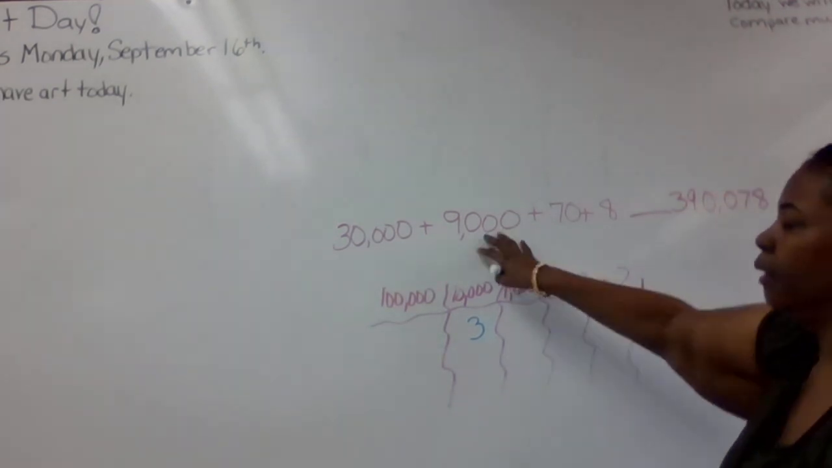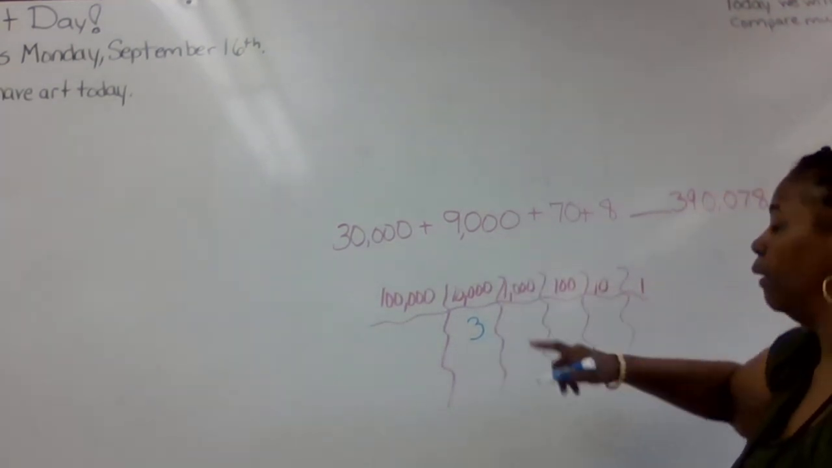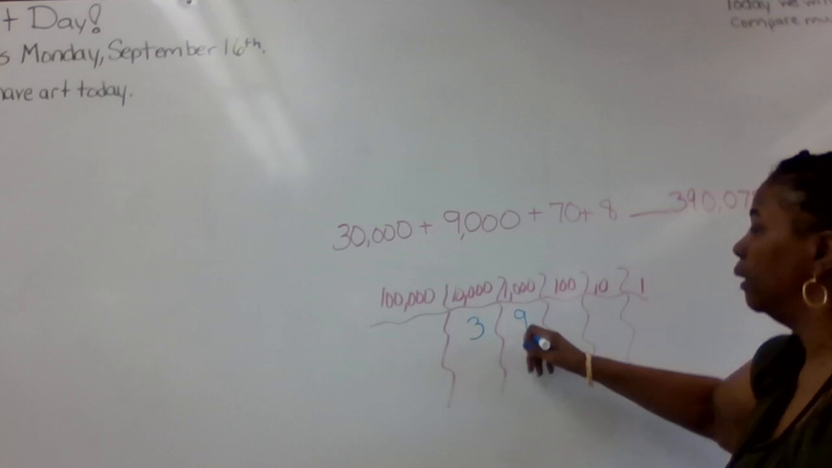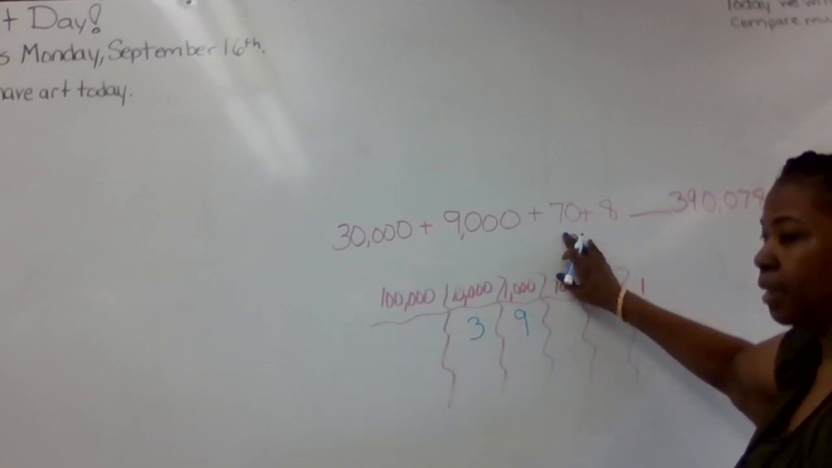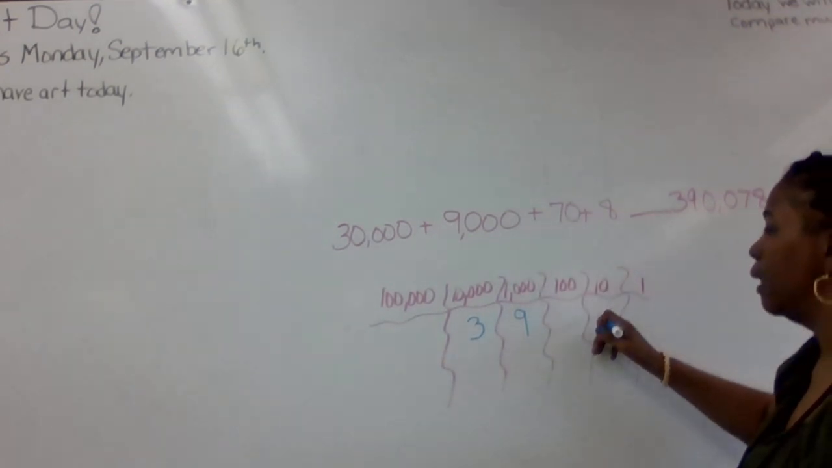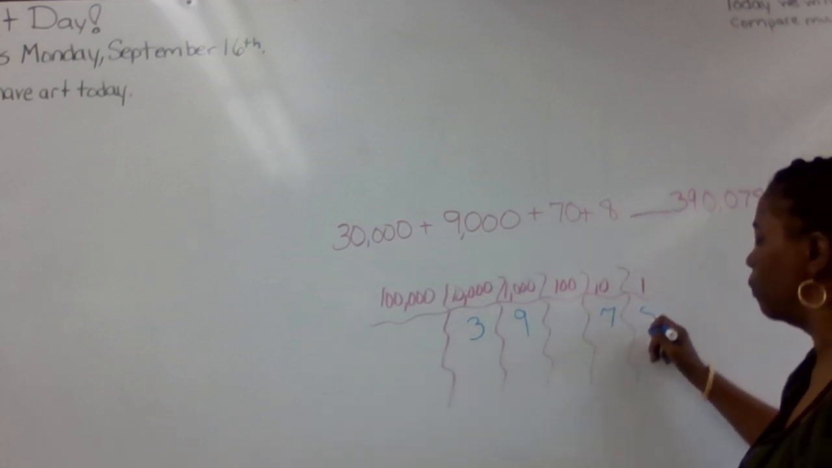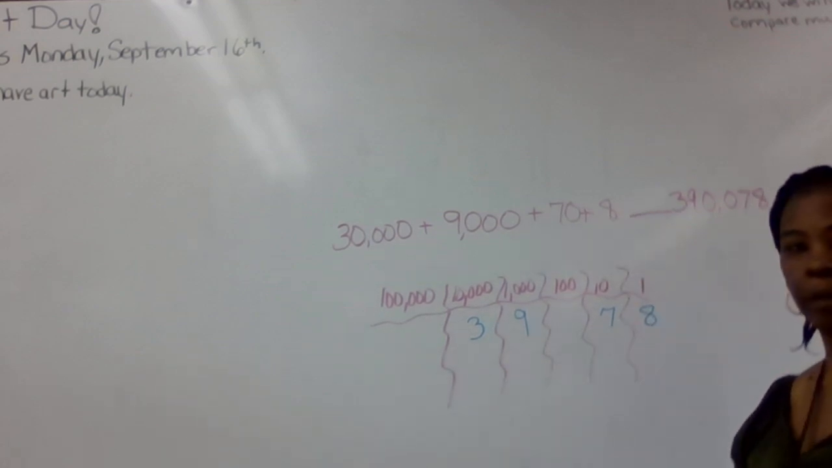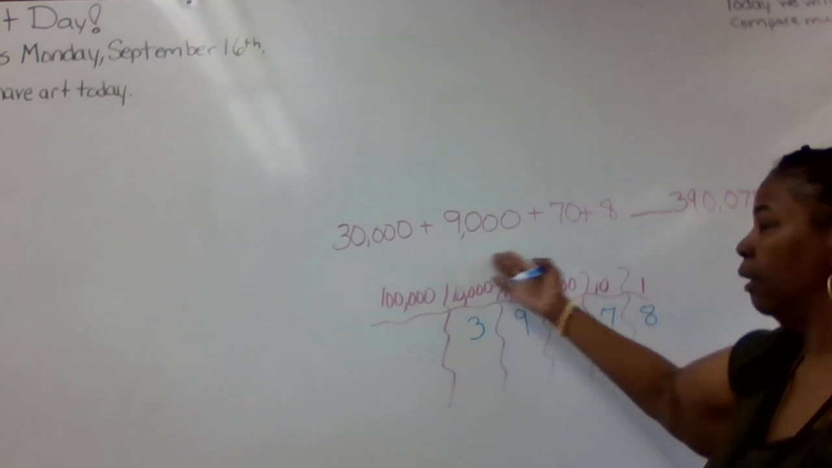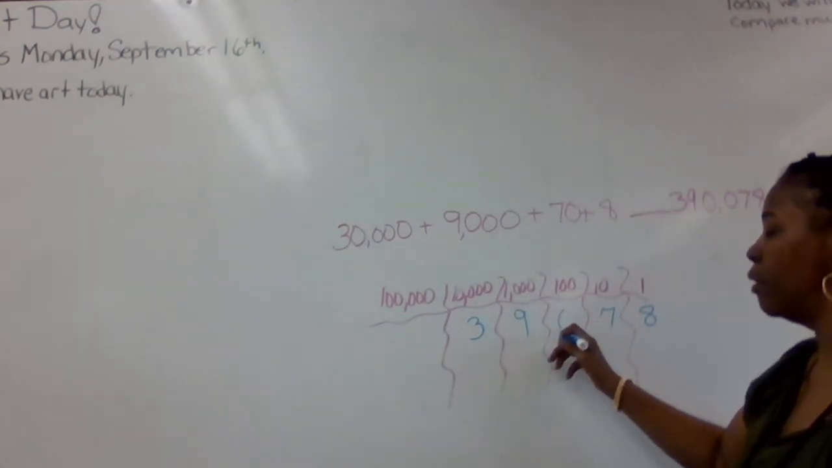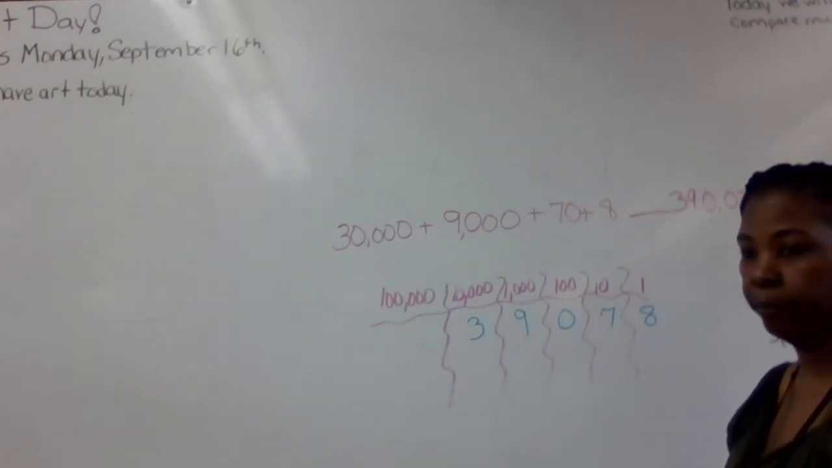The 9,000, the 9 is in the what? The 9 in the thousands place. The 7, see this is 70, it will be in the tens place. And now we have 8 is in the ones place. So what do we do with the 100s place? We didn't have any, so therefore a 0. We have 0 hundreds in this number.